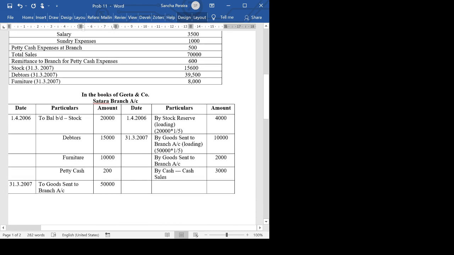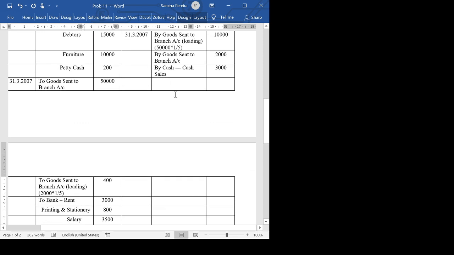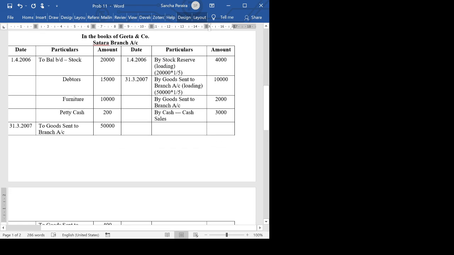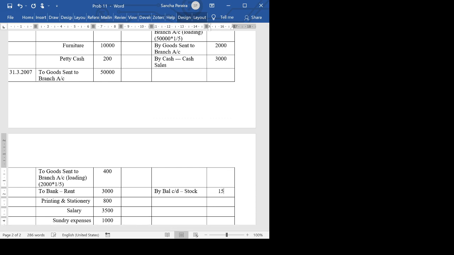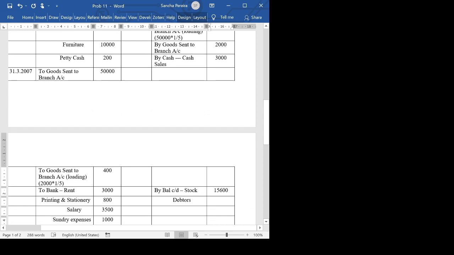And then we have the closing balances. So stock, I'll leave a line here for receipts from debtors also in case there is a loss. I'll leave two lines here. So by balance carry down, stock, which is 15,600. There's debtors as well. Debtors are 39,500.